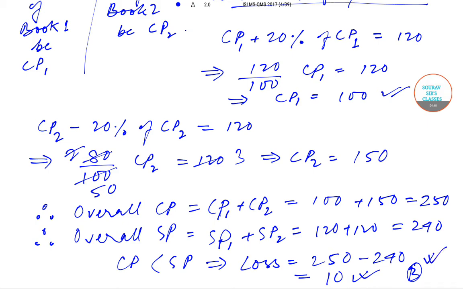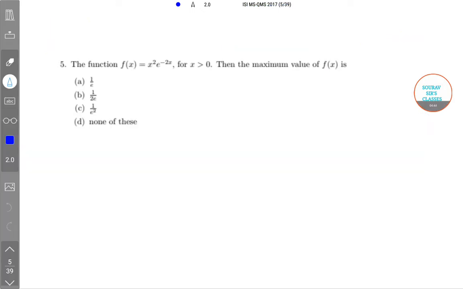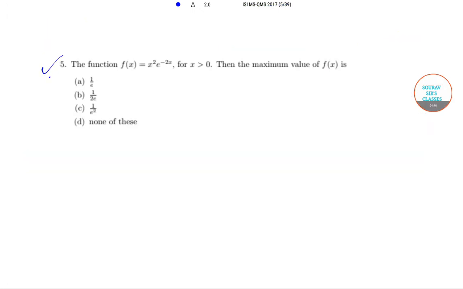Now let's move on to the next question. The next question is a question from functions. This is question number 5. It has been said the function f of x is equal to x square into e to the power minus 2x for x greater than 0. In that case, the maximum value of f of x is 1 by e, 1 by 2e, 1 by e square, and none of these. These are the 4 options.